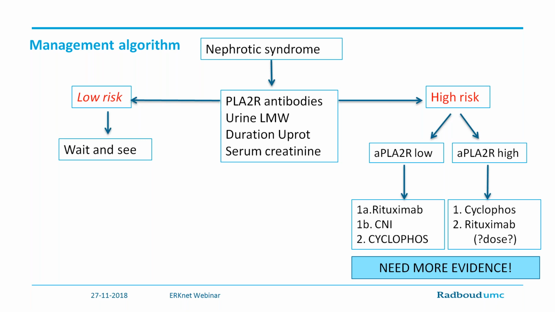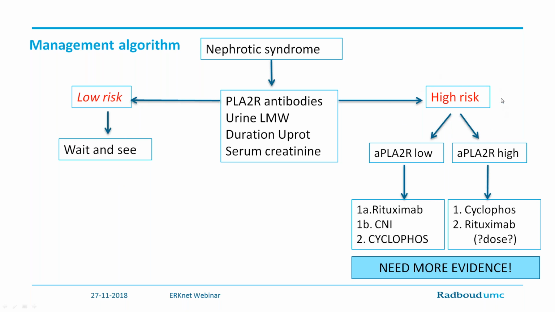And based on these data, we suggest that in future the treatment algorithm could change. In a patient with nephrotic syndrome, you could diagnose membranous nephropathy, either by biopsy or by using the PLA2R antibodies. By measuring the antibodies, looking at the level of the antibodies, looking at urine low molecular weight proteins, looking at the level and duration of proteinuria, and looking at serum creatinine or creatinine clearance, you could predict the risk. If the risk is estimated low, you can wait and see. When necessary, treat the patient with anticoagulant drug and then wait until the patient develops a spontaneous remission, which can take 2 to 3 years.